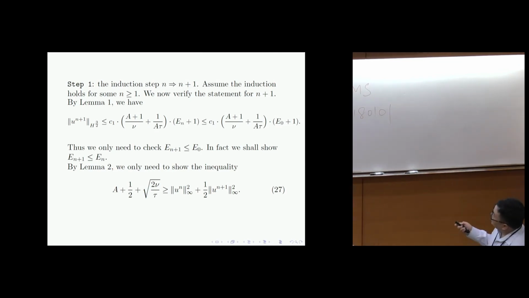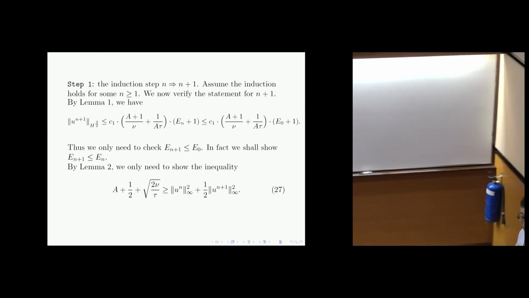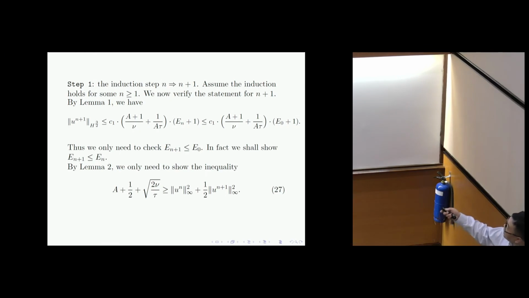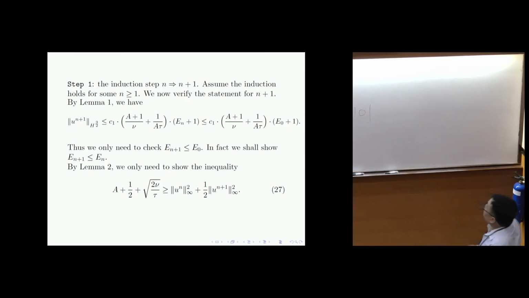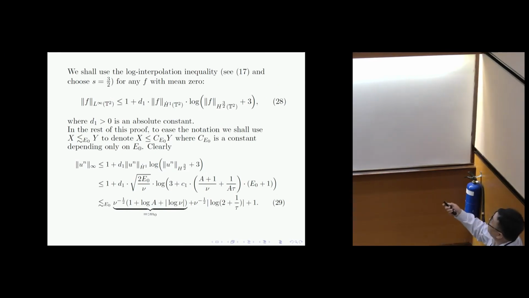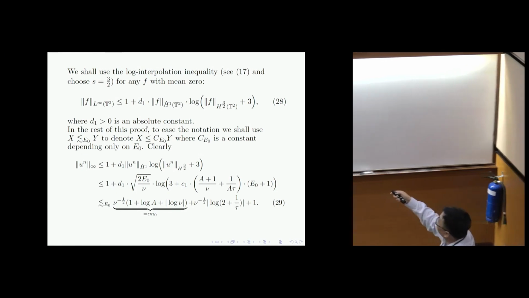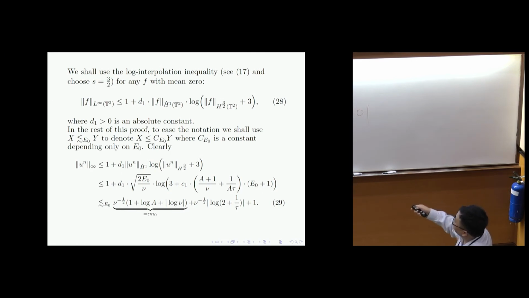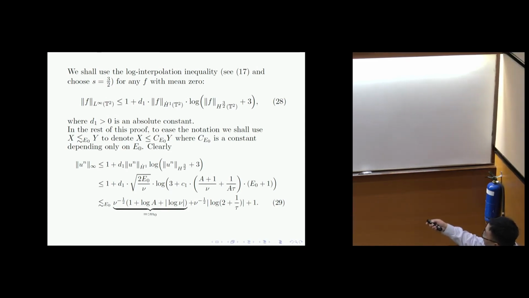From Lemma 2, we need to prove that this formula with the constant A is greater than the bounds of u^n and u^{n+1}. After we prove that, we can prove E^{n+1} is less than E^n. So now let's prove that. We need to select A smartly. We shall use the log interpolation inequality, as I mentioned, with the H1 bound and a log correction for H^{3/2}, so we have the infinity bound. Now we change this f to be u^n, so you have this inequality. u^n is bounded in H^{3/2}, and we have the H1 norm bound, so you can have the u^n infinity bound.